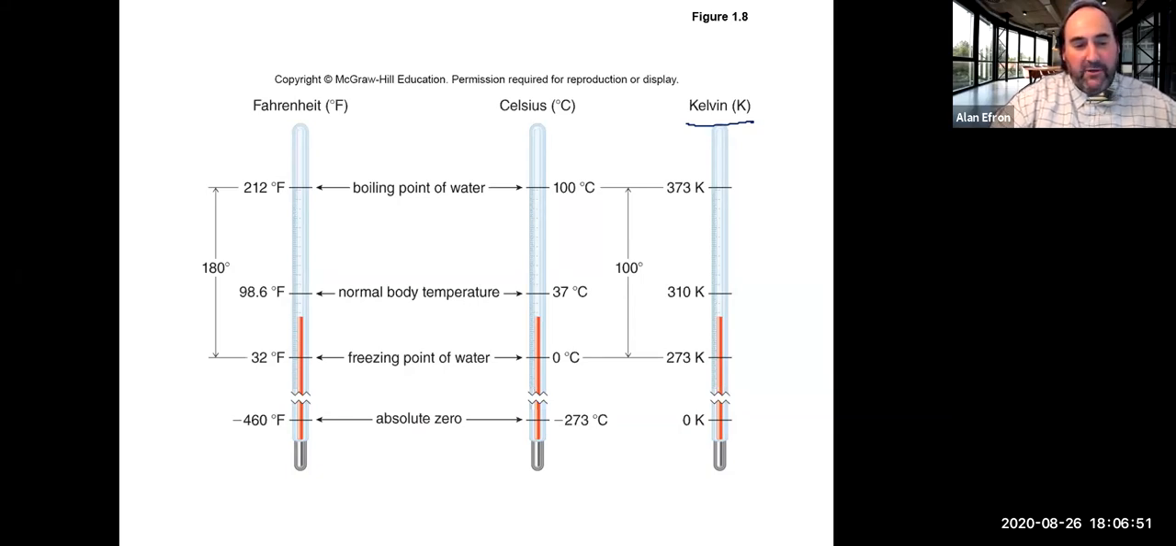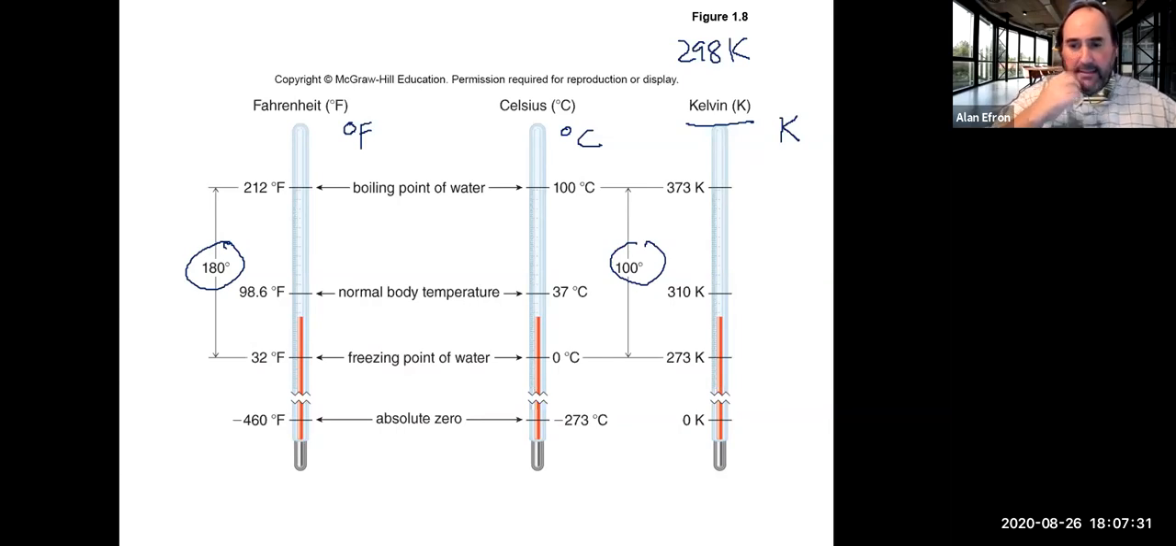And one major difference between these is that these are degrees Fahrenheit and degrees Celsius, but for Kelvin, we do not use the degrees. We just use a capital K. So you would say, hey, I have 298 Kelvin, not 298 degrees Kelvin. It's just straight Kelvin. The real difference between the freezing point and the boiling point, as you can see, is 100 for these two, about 180 for Fahrenheit.